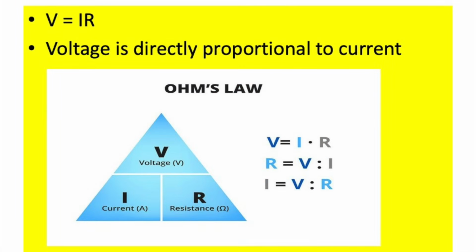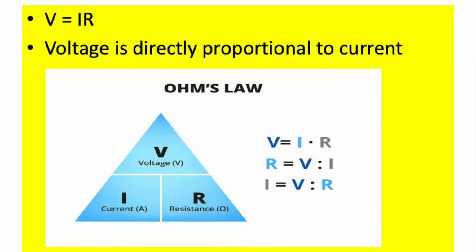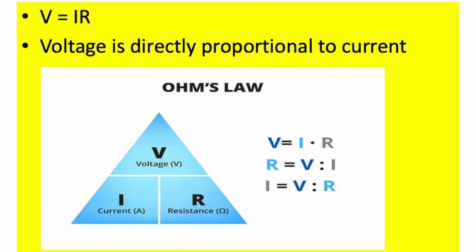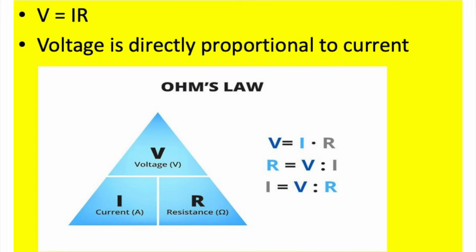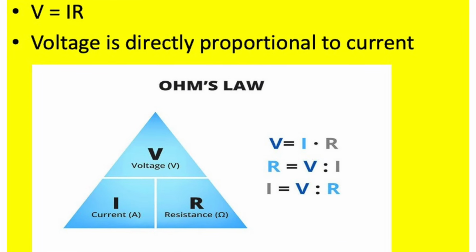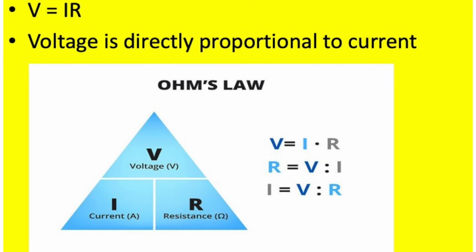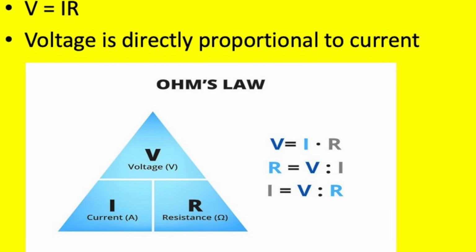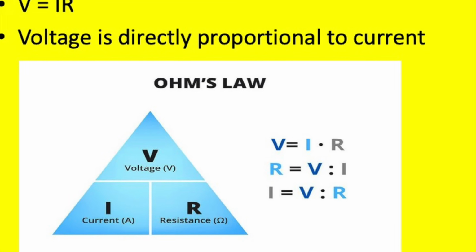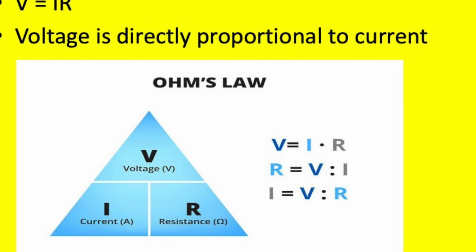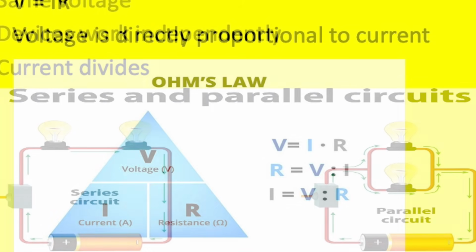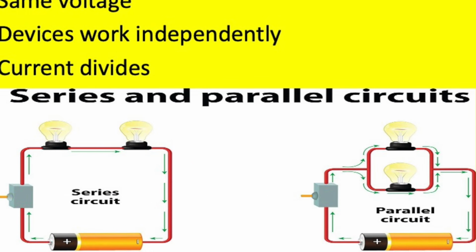Now next topic is Ohm's law. Ohm's law states that at constant temperature the voltage is directly proportional to current. So V is proportional to I. After removing the proportional sign, we get R as a proportionality constant. So by Ohm's law, we can get three formulas: V equals I into R, R equals V upon I, and I equals V upon R.